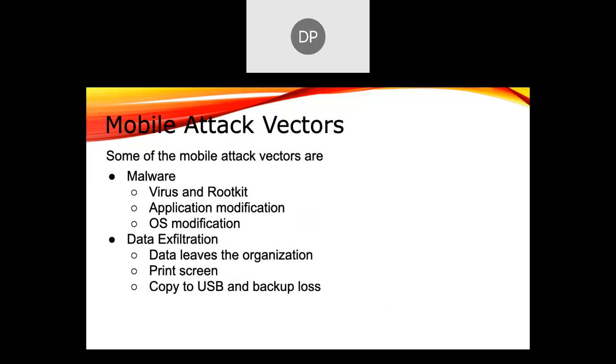Some of the mobile attack vectors are malware and data exfiltration. Malware consists of viruses and rootkits, application modification, and OS modification. Data exfiltration covers data leaving the organization, print screen, copy to USB, and backup loss.